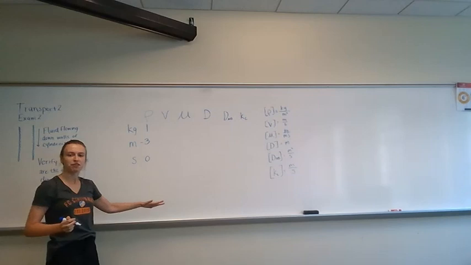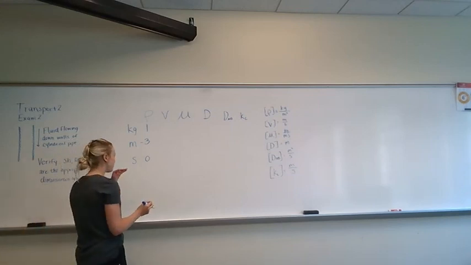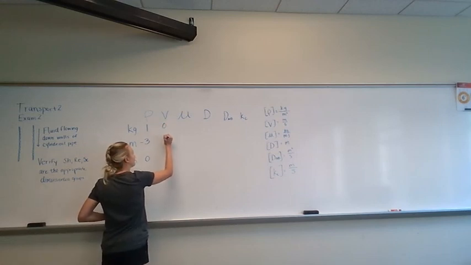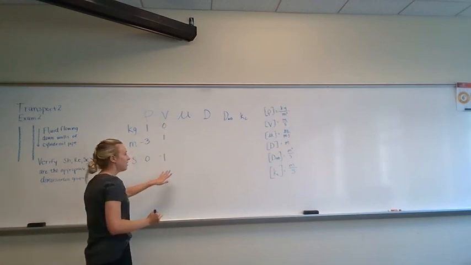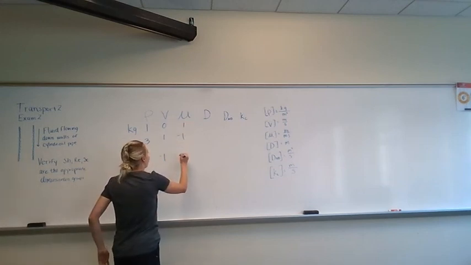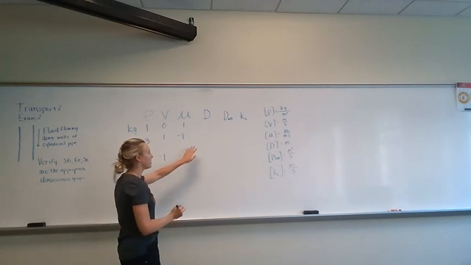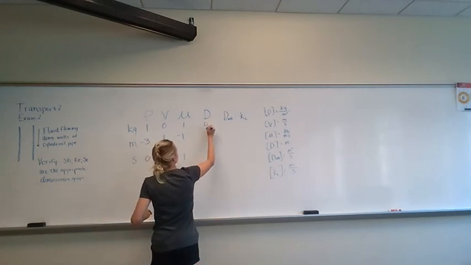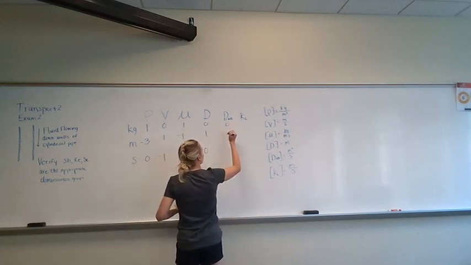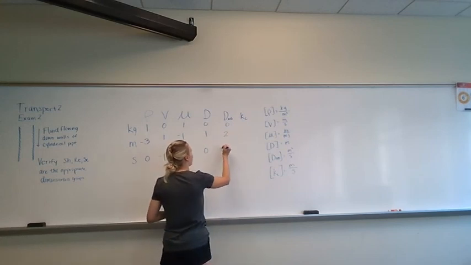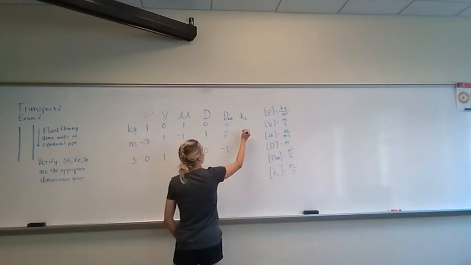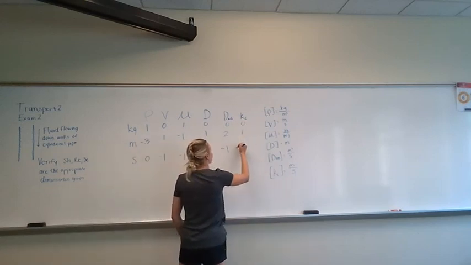And then we can do the same thing for the rest of these parameters. For velocity, it's in meters per second, so meters to the first, seconds to the -1st. Viscosity, kilograms to the first, meters to the -1st, seconds to the -1st. Diameter, just meters to the first. The diffusion coefficient, meters to the second power, and seconds to the -1st power. And then finally, Kc, meters to the first, no kilograms, and seconds to the -1st.